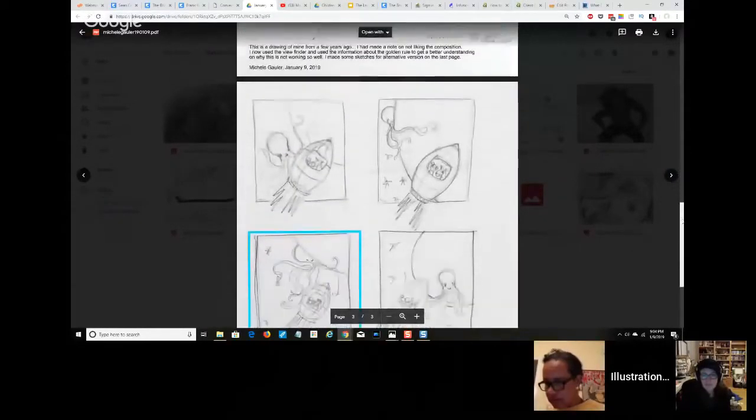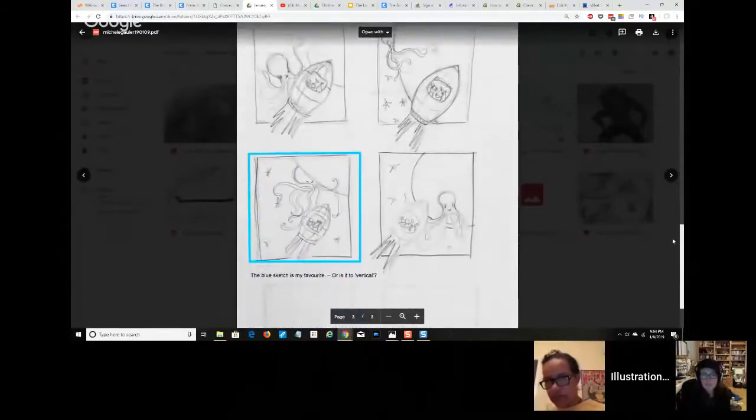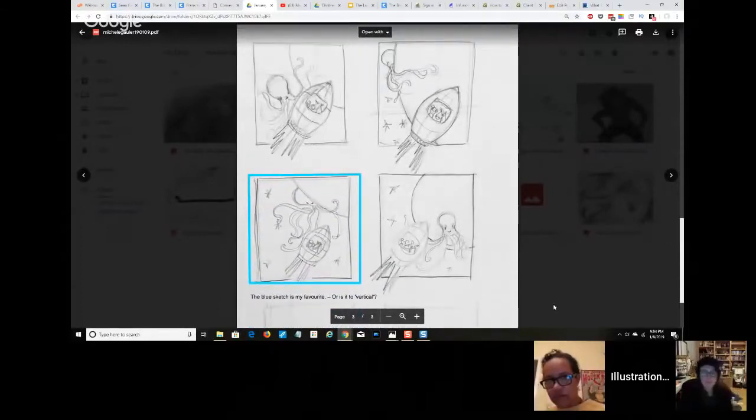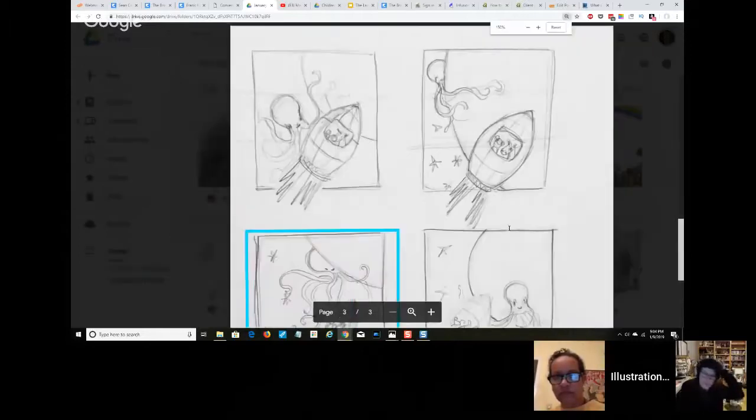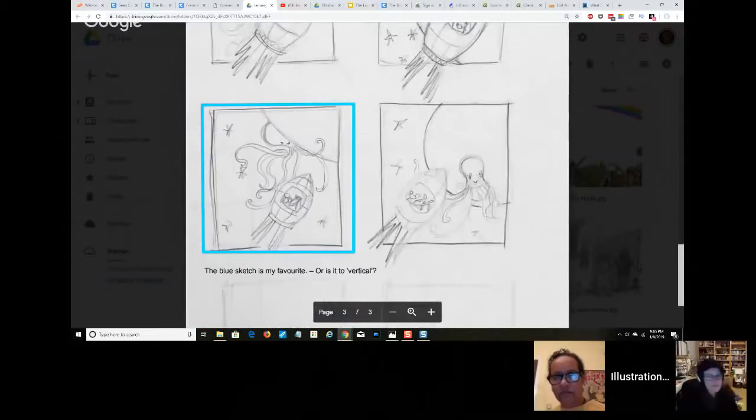And then she was looking at some alternative ways to place the pieces. So she's got her little tic-tac-toe board in the background. She drew her frame in, which I just give her all kinds of gold stars and extra credit for, extra points. And her favorite was the blue sketch. Or is it too vertical, she asks. I don't think it's too vertical.